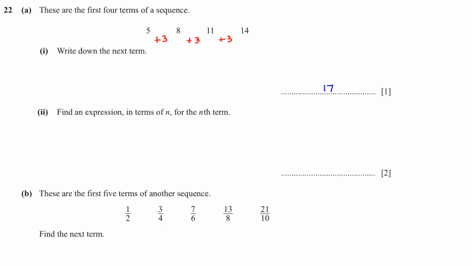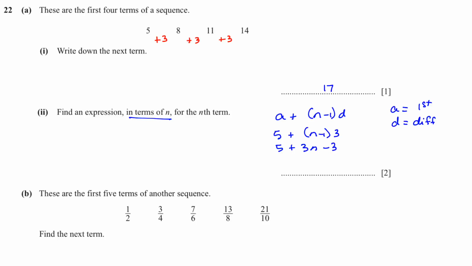In part 2, we have to find the expression in terms of n. We can see this is an arithmetic sequence. So the rule to find it is a plus (n minus 1) d. A is your first term. D is the difference between the two terms. In this question, what is our A? 5. And our difference we can see is 3. 3 times n, 3n, negative 1 multiplied by 3, negative 3. So 3n, 5 minus 3, plus 2.